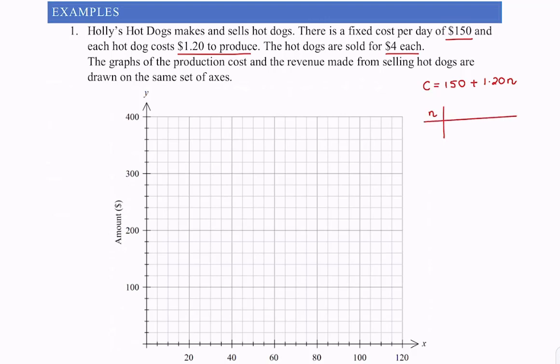So I've got my number and my cost. Really I could just plot 2 points, because it only takes 2 points to draw a graph. When N is 0, I get 150. And then I could choose another point on this graph. So say I chose 60. If I put 60 in there, 60 times $1.20, plus 150, I get 222. Would it be a good idea now to pause, maybe fill in a couple more values if you're unsure, and have a go at graphing this.